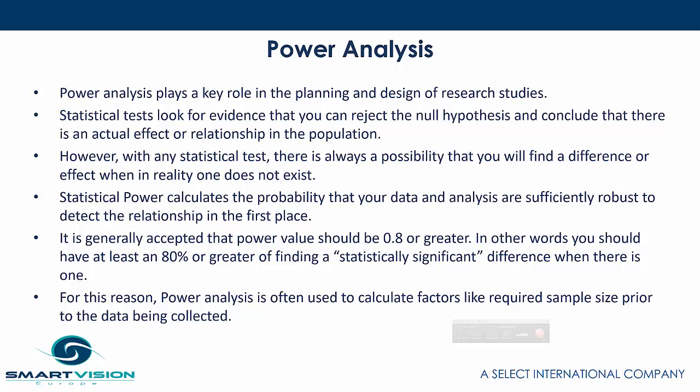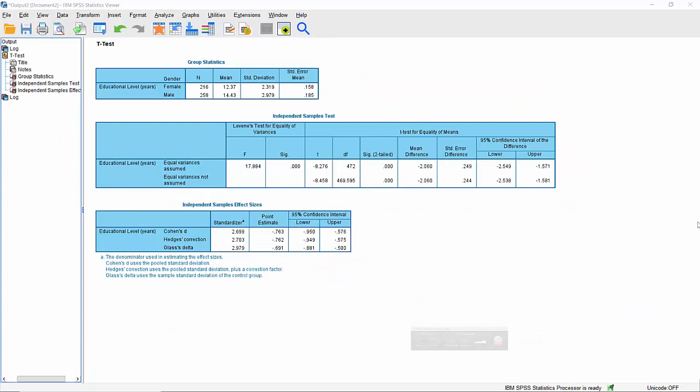You can actually also say, I've done an analysis and now I want to see what is the power score for that analysis. So we can return to our earlier t-test and run a power analysis on it to see what the statistical power is associated with that output. So here's the output from our earlier t-test that we've just run, and we're going to use the information from this t-test to calculate what the statistical power is associated with it.